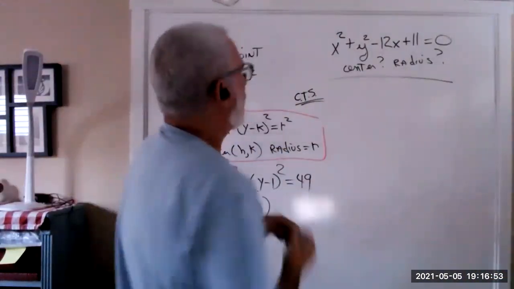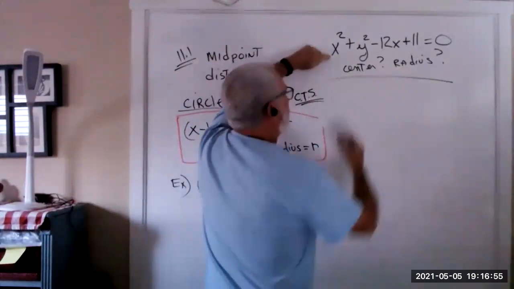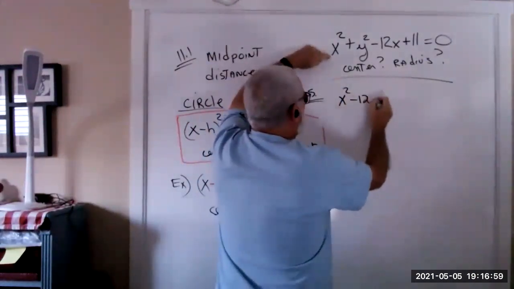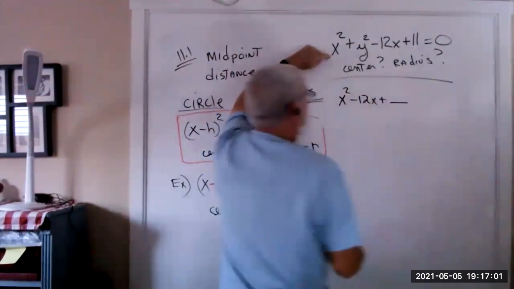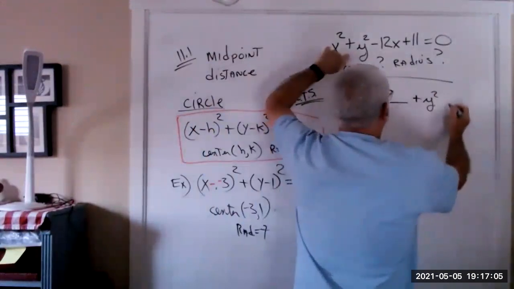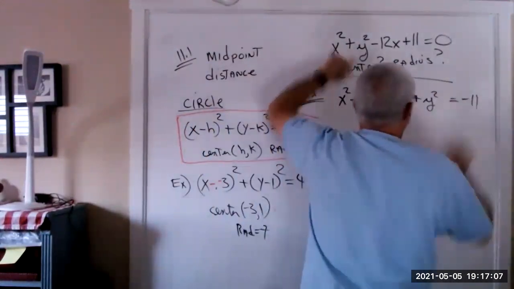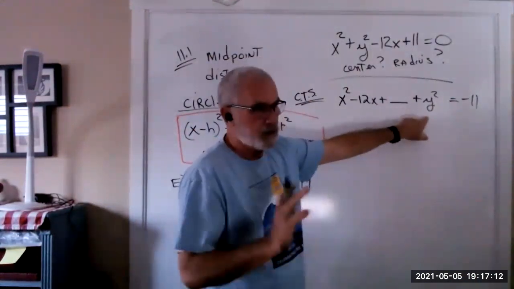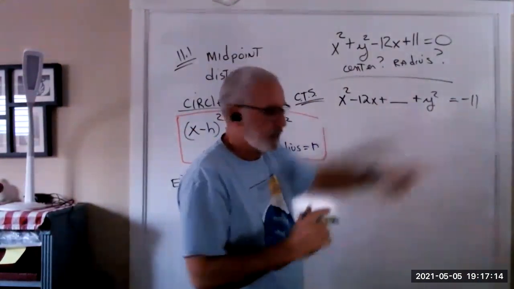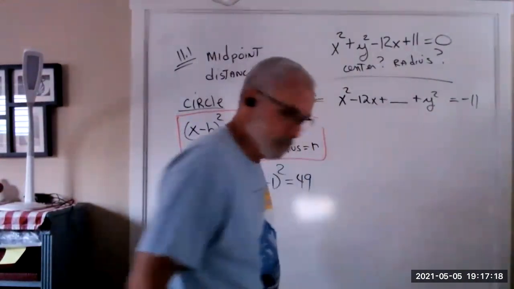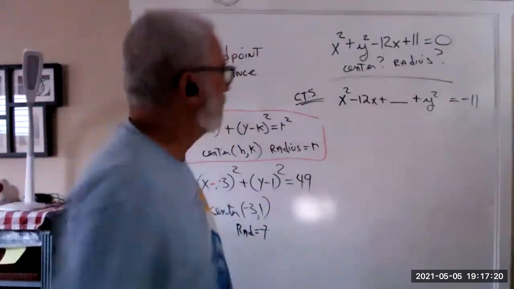Okay. So the way we attack this is I got my x's together. So x squared minus 12x plus blank plus y squared equals negative 11. Now, I'll show you why I don't do anything with the y squared in a second. To complete the square, find your red pen.